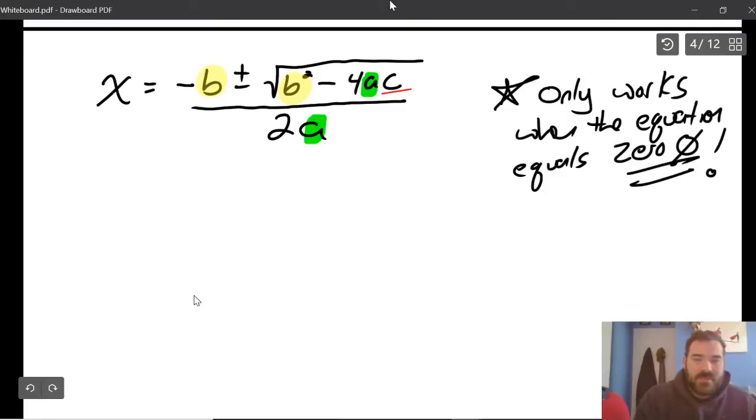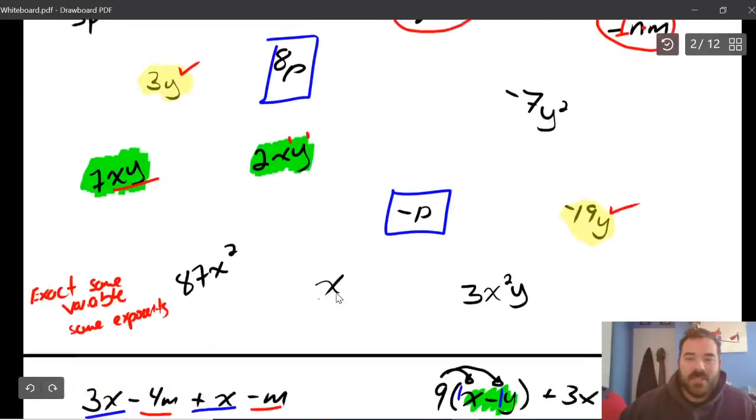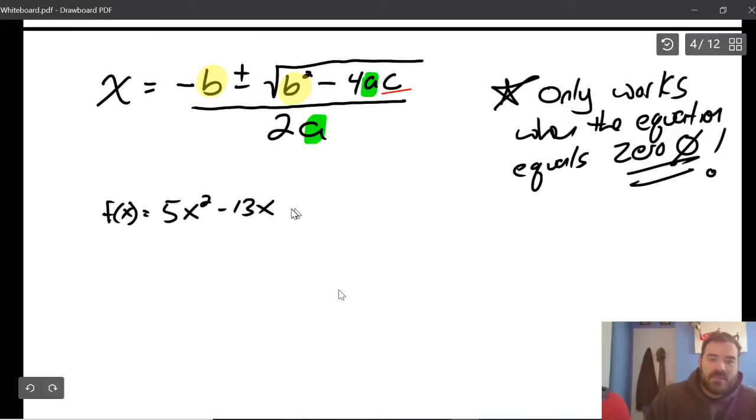Okay, so let's check out what was the equation that I came up with. 5, negative 13, and 11. So 5, negative 13, x, and 11. And what did I want? I wanted to know what the x value and y was when f of x was 2.